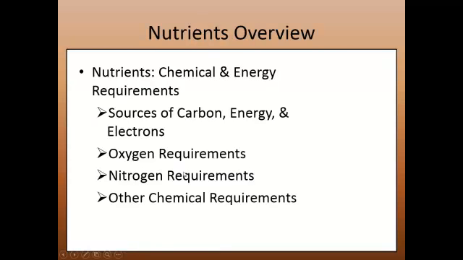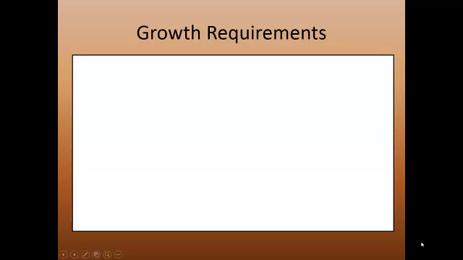So under nutrients, because this is such a big topic, we're going to be cutting it down into subtopics. Actually, there's subtopics. So we're going to talk about the sources of carbon, energy, and electrons that microbes need, oxygen requirements, nitrogen requirements, and other chemical requirements. First, let's talk about what we mean by growth requirements.